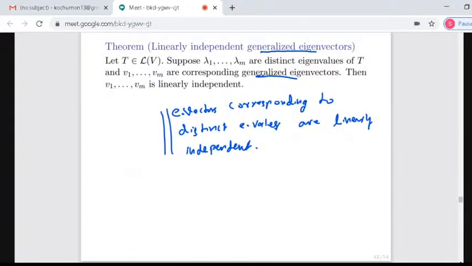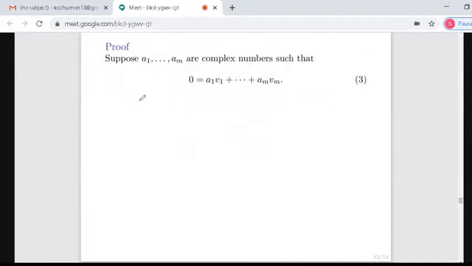So this is the corresponding, these are the analogous facts. Okay, let us prove this.